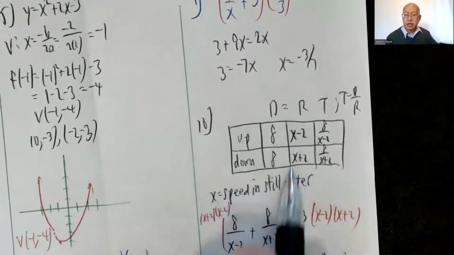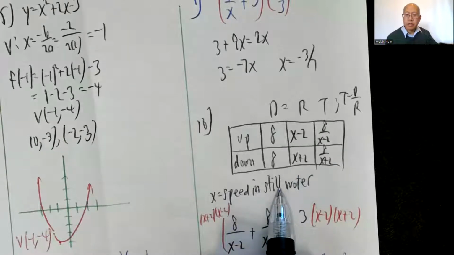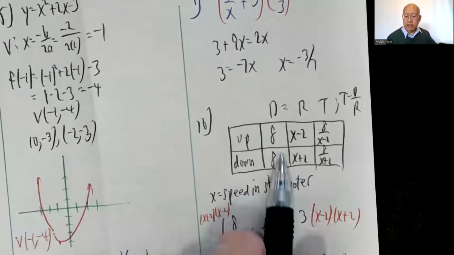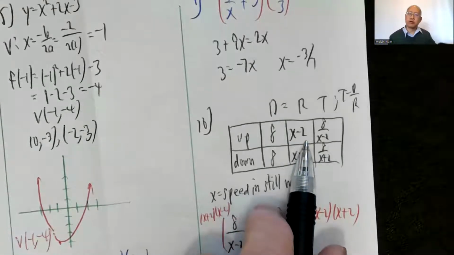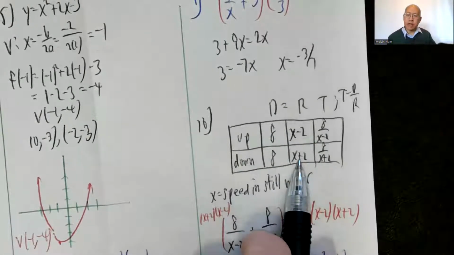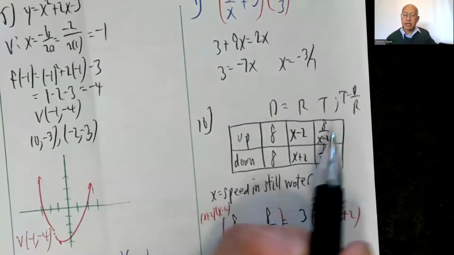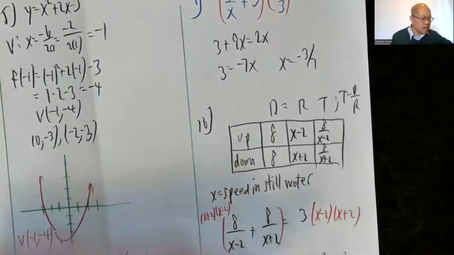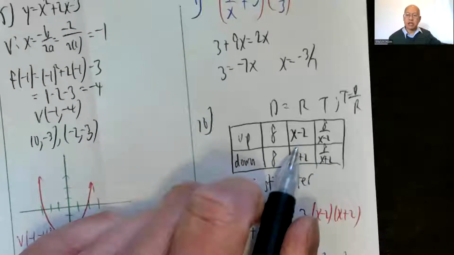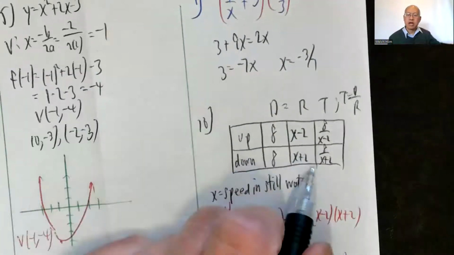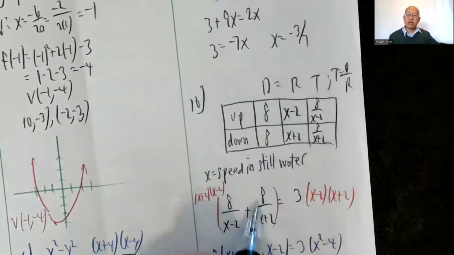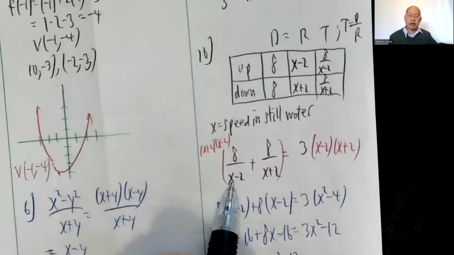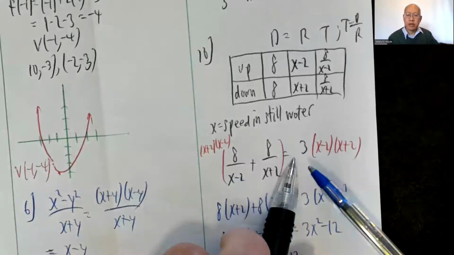Okay, the speed in still water is what we're looking for. We're calling that x. The current is 2 miles an hour. So if I go upstream, I'm losing 2 miles an hour. If I'm going downstream, I'm gaining 2 miles an hour. Since time is distance divided by rate, in this box I'm going to put 8 over x minus 2. Here I'm going to put 8 over x plus 2. They combine to be 3. So my equation is 8 over x minus 2 plus 8 over x plus 2 equals 3.